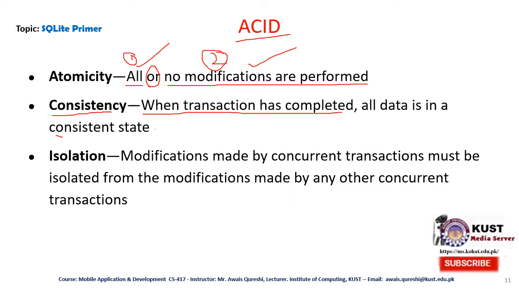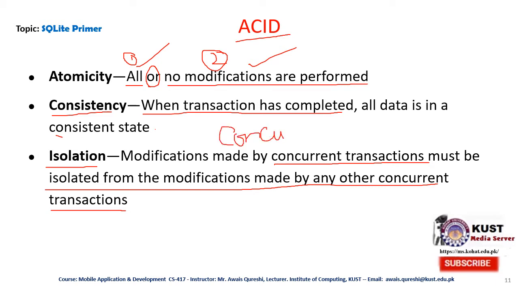And the third property is isolation. Modifications are made by concurrent transactions, because when we are talking about a database, we are talking about different transactions that are running together in a concurrent fashion. This means that modifications made by concurrent transactions must be isolated from the modifications made by any other concurrent transactions. This means that transactions execute in their own namespace, in their own area. No two transactions at the same time can access the data. So that's why we call it concurrency control.